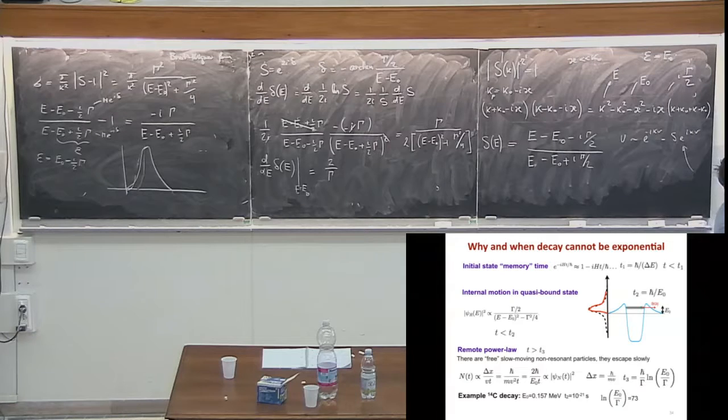Now, at the long time, the last time, which is related to this one, you can estimate it according to this equation. You can estimate this E naught over gamma, and you find that this is essentially 73 lifetimes. So if you go more than 73 half-lives or lifetimes, then again, the decay can become non-exponential.